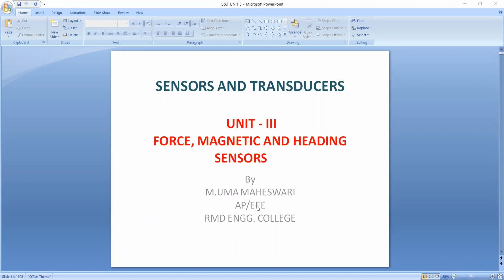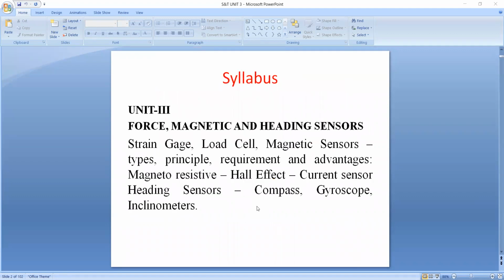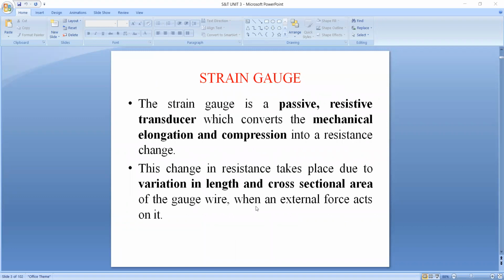In this video, we are going to discuss the subject Sensors and Transducers, Unit 3: force, magnetic and reading sensors. In this unit, our topic of discussion for today's session is the strain gauge. So what is a strain gauge? It is an electrical transducer. It is used to measure mechanical surface tension, and the strain gauge is used to detect and convert the force or small mechanical displacement into electrical signals.